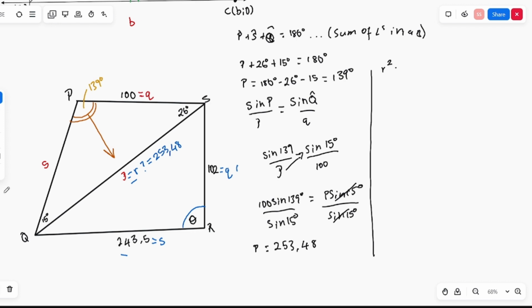So you're going to say r squared is equal to, and then you ask yourself which are the 2 sides that you are having. Obviously we are having q and we are also having s, right? So you're going to say q squared plus s squared minus 2 times these 2, which is qs. You are going to say minus 2qs cos r, isn't it? And then you come back, what is our r?